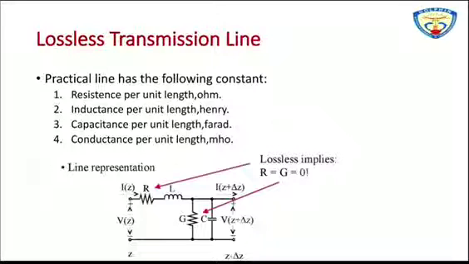If we look at the lossless case, we are not getting any losses, meaning we assume the two conductors are perfectly conducting. The dielectric between the two conductors is assumed to be a perfect dielectric material, and the conductors are also perfect. So the two losses, R and G, in a lossless transmission line are 0.